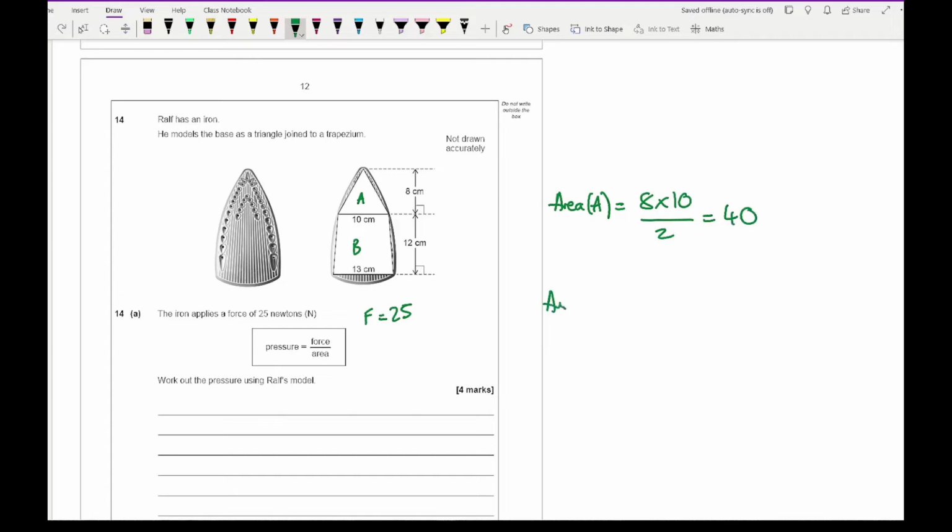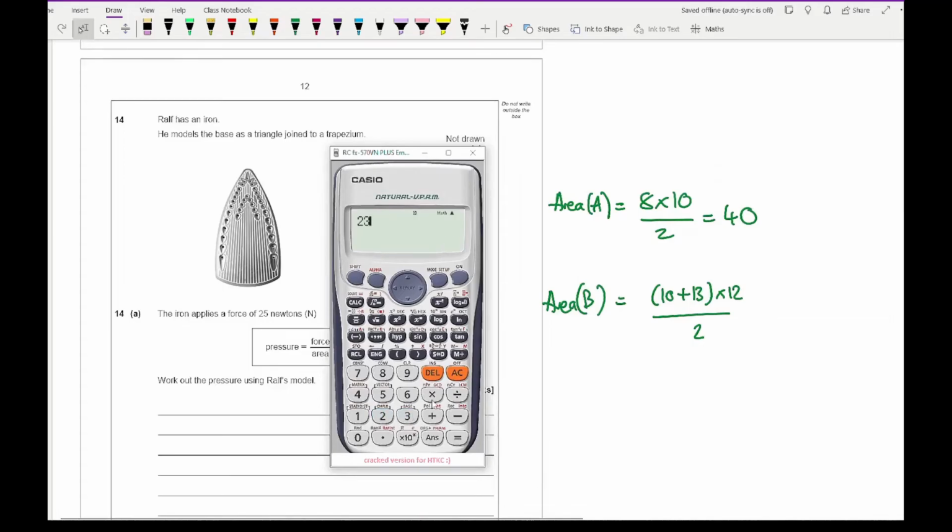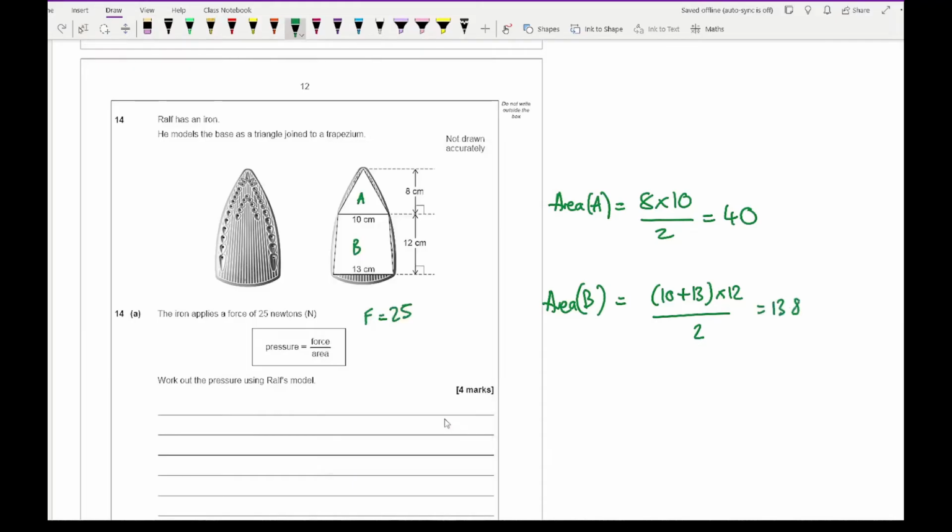Now in terms of area B, which is a trapezium, I need to do the two parallel lengths, which is 10 plus 13, multiply that by the height, which is 12, and then divide that by 2. I don't know why I put 1 there, so let's just get rid of that. And if I quickly type that into my calculator, I've got 23 times 12 divided by 2, and that gives me 138. So the total area is going to be 178.